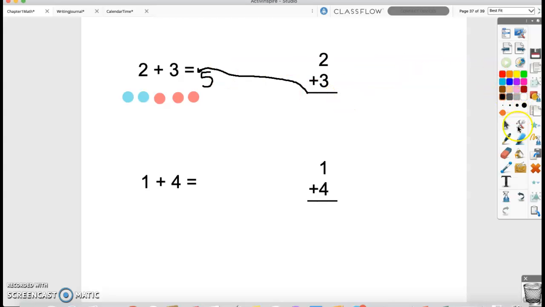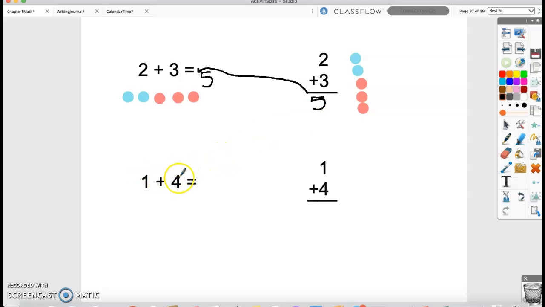So if I were to draw a picture of it, I could put 2, 1, 2, and then I could put 3 more. 1, 2, 3. And then when I count them, 1, 2, 3, 4, 5, I still have the same answer because they have the same numbers. Now when I write my number, I go ahead and put my number underneath the numbers that I am adding.